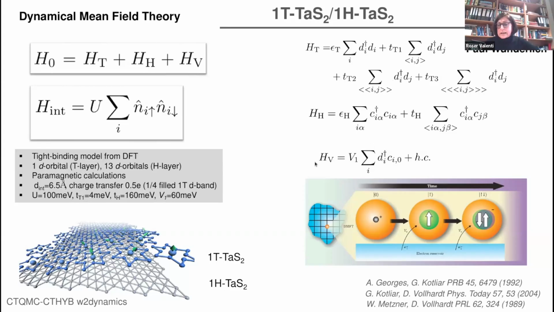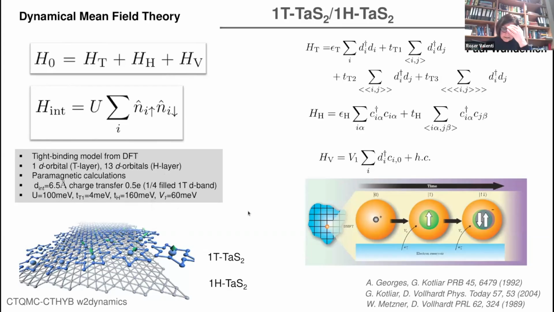And then, of course, we expect a hybridization term between the H electrons and the T electrons. For nomenclature, the H electrons are the conduction electrons, and the T electrons are my d electrons. What we have here is basically 13 d orbitals of the H layer per 1 d orbital of the T layer, because in the T layer, if you remember, we have this Star of David, which localizes the electron well. For instance, for a distance of 6.5 Angstrom, we have a charge transfer of about 0.5 electrons, and these are the corresponding parameters in our tight binding.